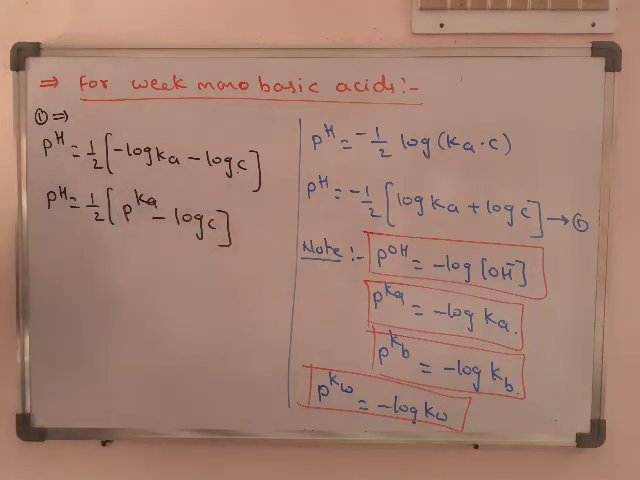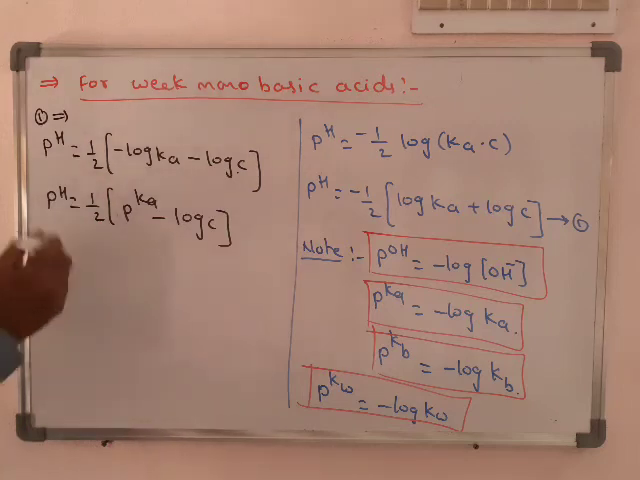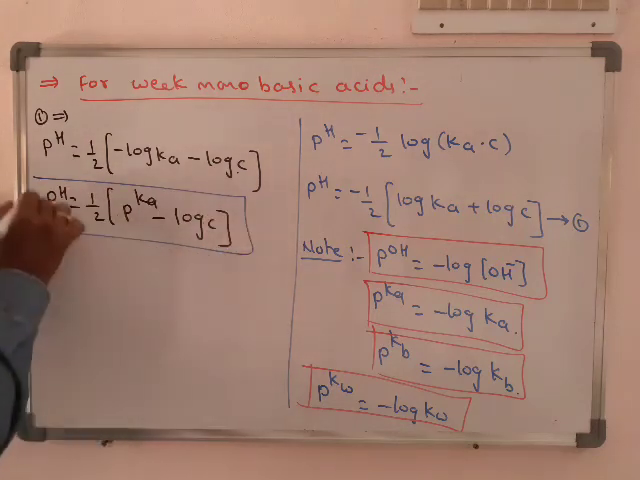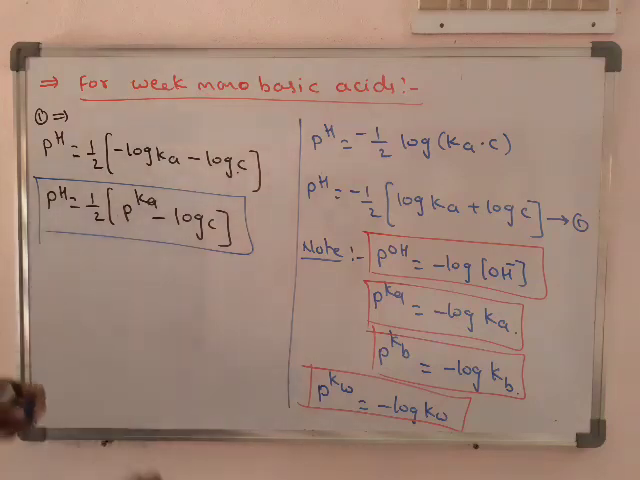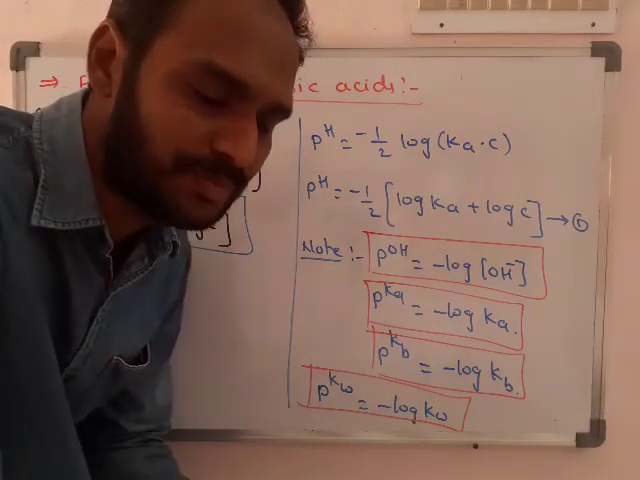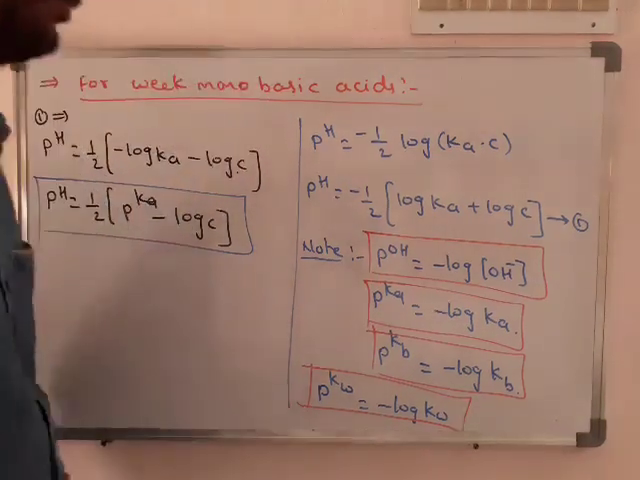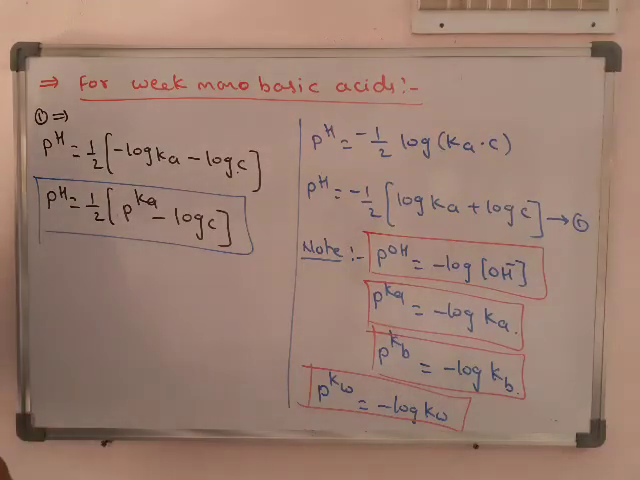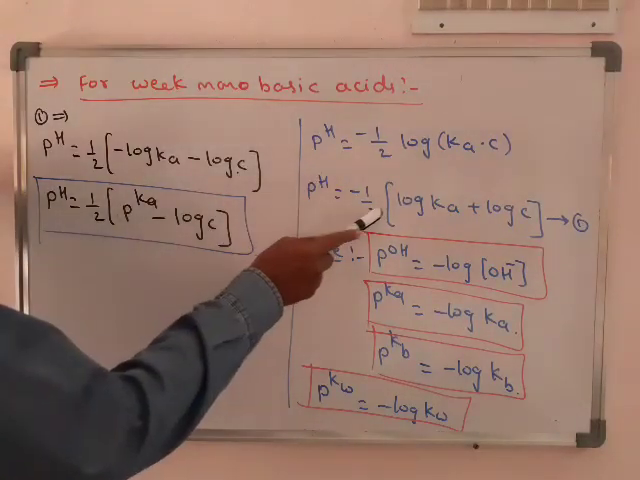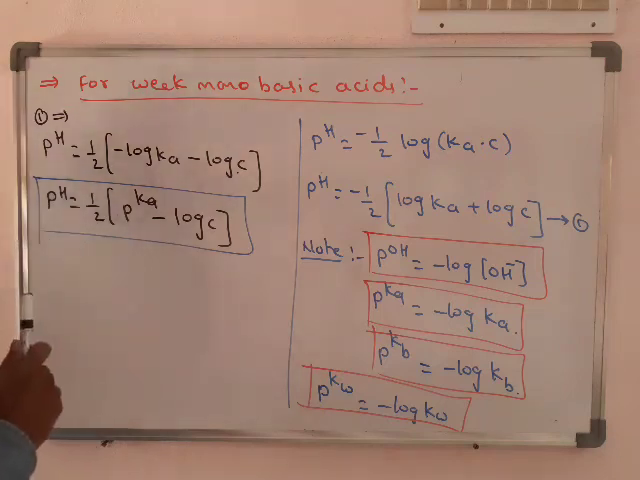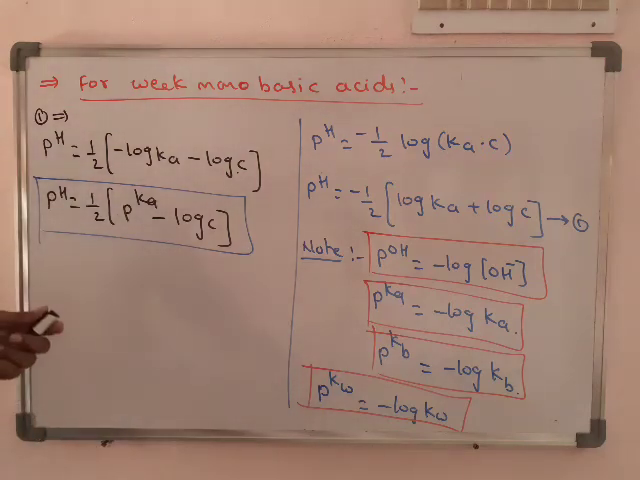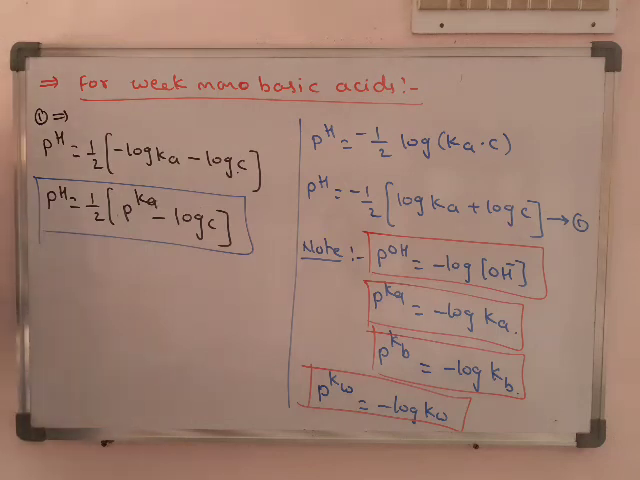So this is also known as the formula for pH of monobasic weak acids. Monobasic acids means those having basicity 1. Similarly, we can write the same formulas for pOH also, for bases.